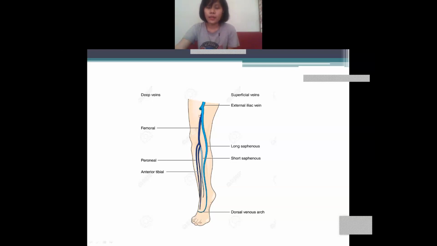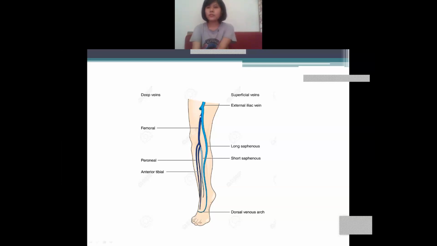Where do the deep veins lie? They lie beneath your tissues and your muscles. But the superficial veins you will find mostly just beneath your skin. You can even see it now in your legs, the bluish color. All these are the superficial veins.